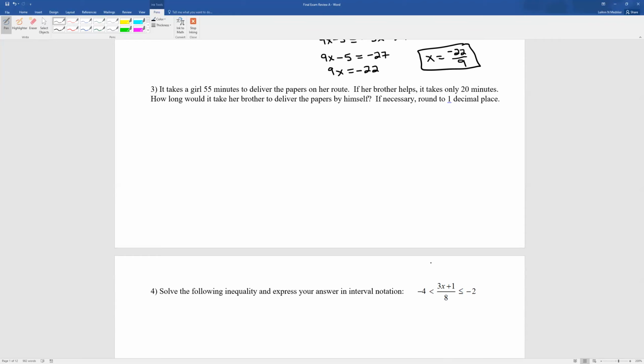So it takes a girl 55 minutes to deliver the papers on her route. If her brother helps, it takes only 20 minutes. How long would it take her brother to deliver the papers by himself? If necessary, round to 1 decimal place.